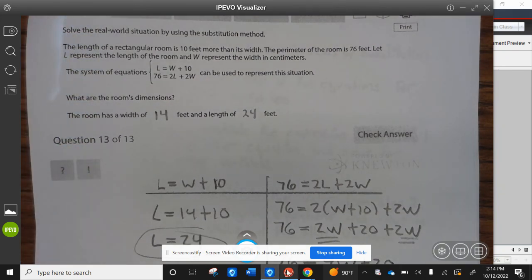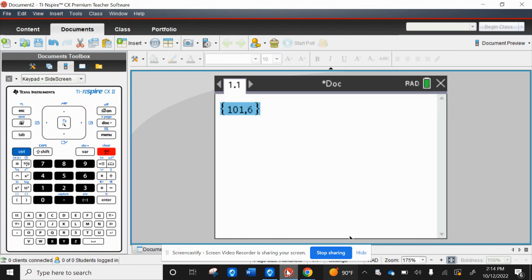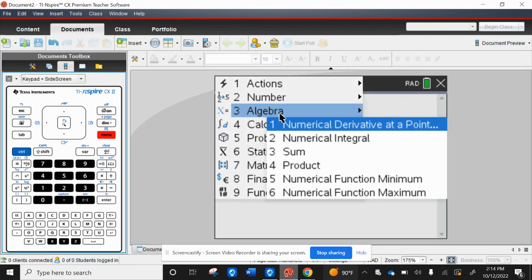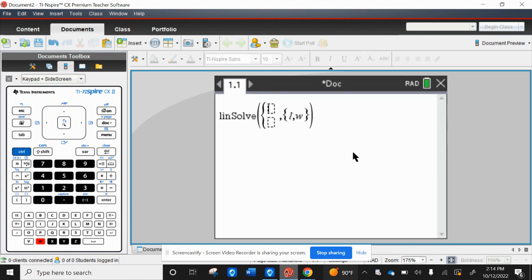All right, let's use our calculator to double check our work. So we're going to go to Menu, Algebra, Solve System. Now we're going to change the x and y to L, comma, W. And we have L equals W plus 10, and 76 equals 2L plus 2W. And you see that checks our work.